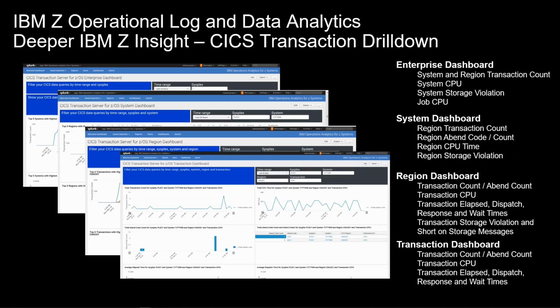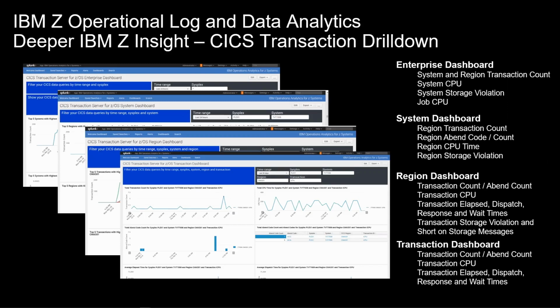So in looking at CICS, we can start with our enterprise dashboard and look at the overall health of our CICS from an enterprise standpoint. So we can look at how things are going within the systems and regions, the total CPU that those are using. And then we can start to drill down into those. So we can pick one of the systems and drill down and look at all of the different regions within that system. So are we seeing ABENDs? What's our CPU time within that region?